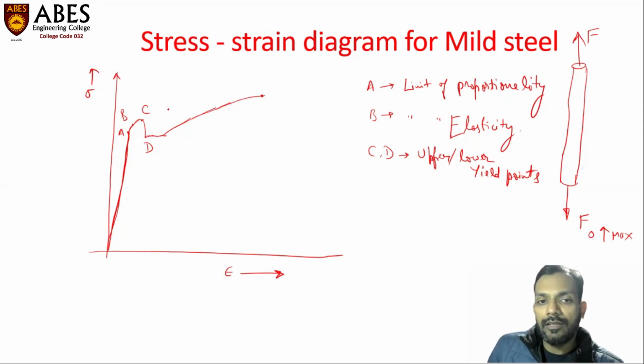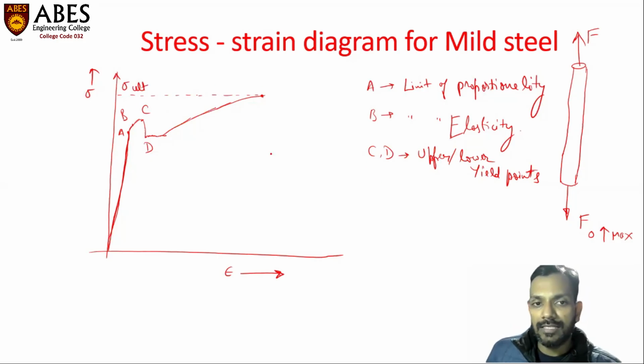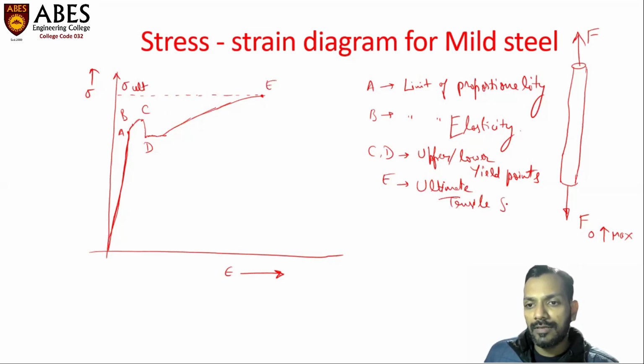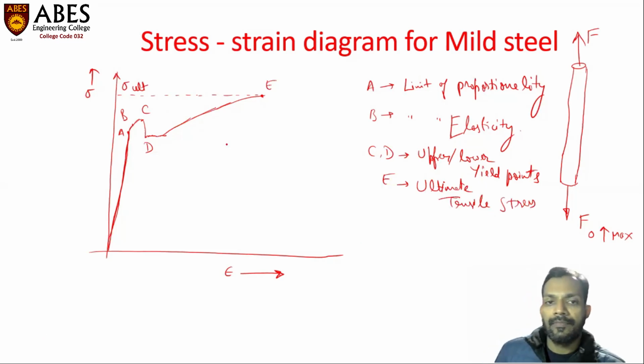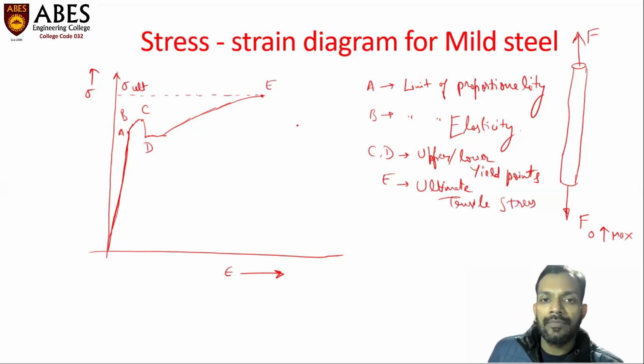The stress increases, but at a comparatively lower rate, and the elongation increases at a much faster rate. Then there will be a point where the stress will be maximum. This point is called ultimate tensile strength or maximum tensile stress. This point is E. Ultimate tensile stress. It is also called maximum tensile strength.